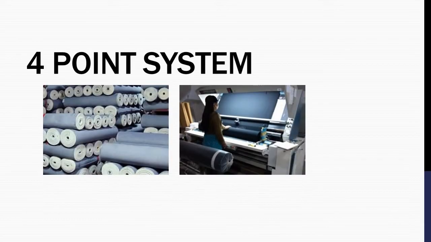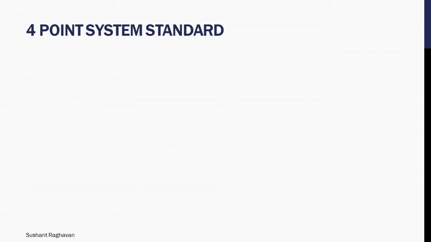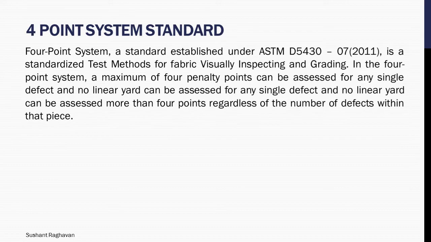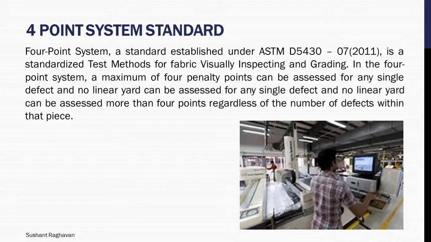4-point system for fabric inspection. 4-point system standard. The 4-point system, a standard established under ASTM D5430-07 (2011), is a standardized test method for visually inspecting and grading fabrics.